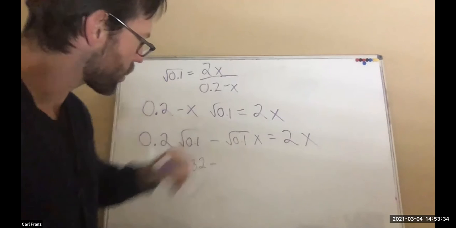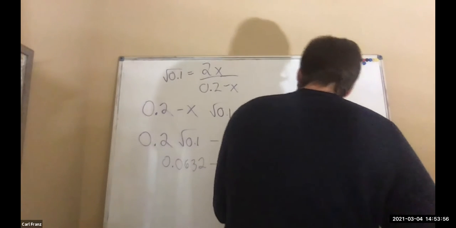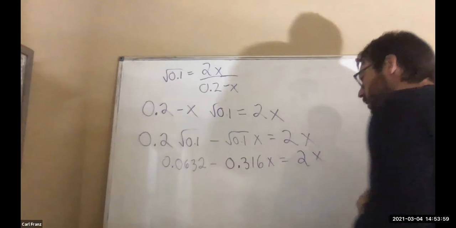0.0632. Minus what's the square root of 0.1? I didn't find that out. I can do that. 0.316. So 0.316x equals 2x. That's as far as I got. Then I wasn't sure what to do to isolate x.